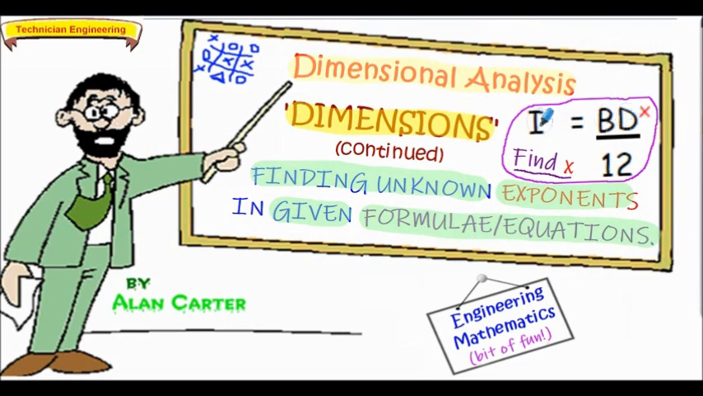So for example, we might be given the formula I is equal to bd to the power of x divided by 12, and we're going to show how to use dimensional homogeneity to find the numerical value of x. It is assumed you've seen the previous initial presentation related to the use of dimensions before reviewing this presentation.